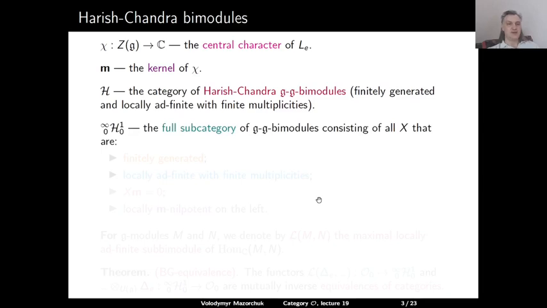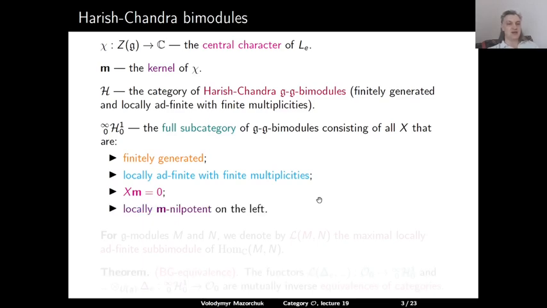So we have H00, 1 infinity. This is a full subcategory of the category of all G-G bimodules, which consists of all bimodules X that are finitely generated, locally ad finite with finite multiplicities. So combined together, this means that elements in this subcategory are Harish-Chandra bimodules. Furthermore, these bimodules should be killed by our ideal M on the right, and the action of this ideal on the left should be locally nilpotent.